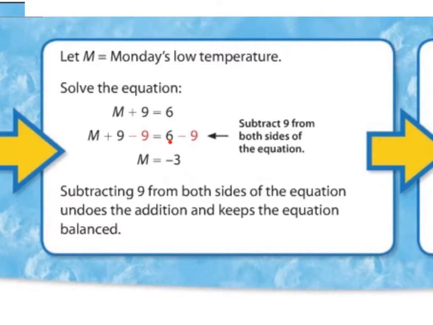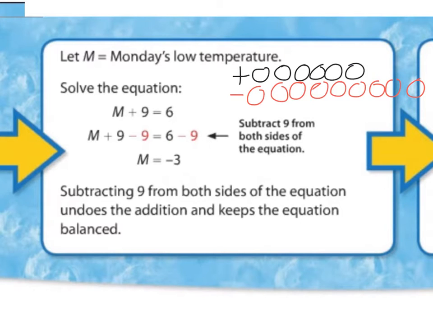Go forward 6 steps and backwards 9. So if you go forward 6, 1, 2, 3, 4, 5, 6, and you go backwards 9, what is my end result? These cancel out. And my end result is going backwards 3, minus 3.